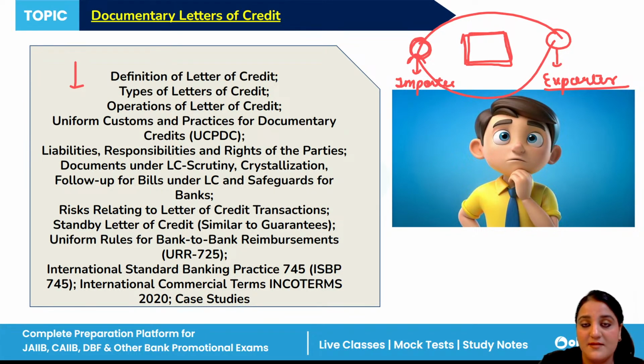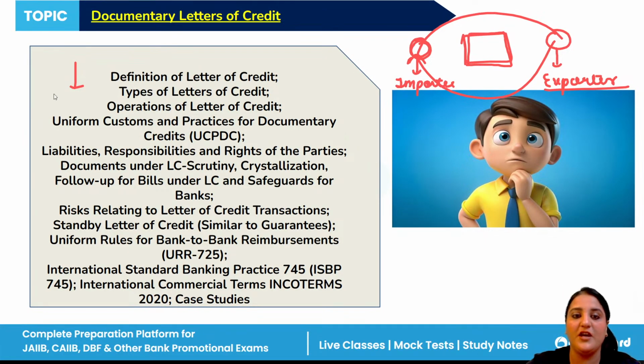It is a very long, conceptual chapter, including case studies. We are going to learn about UCPDC, URR 725, 745, Incoterms, and lots of case studies in this.